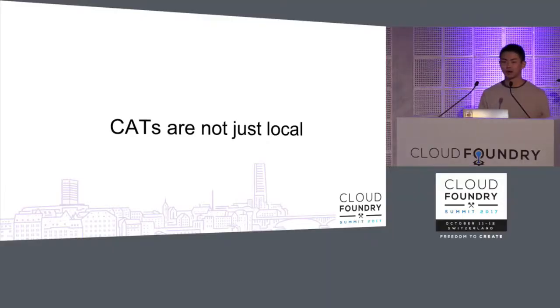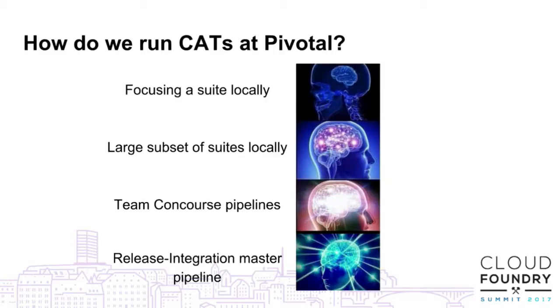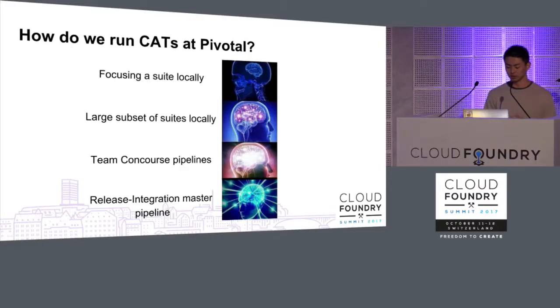And we talk a lot about how we do CATs on our local machines, but CATs are far beyond just our local machines. In fact, beyond our local machines, we have a team with Concourse pipelines. In our Concourse pipelines, we run CATs. There's a Concourse resource called the CATs Concourse resource, and it makes running CATs extremely easy. Beyond the dev teams, there's a team called release integration that runs and maintains CATs on a master pipeline, and they run CATs anytime between 10 to 20 times a day, and so they've really tried to optimize the way that they run CATs.